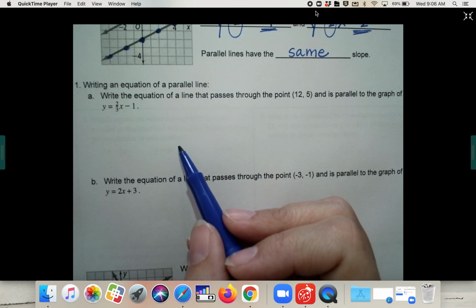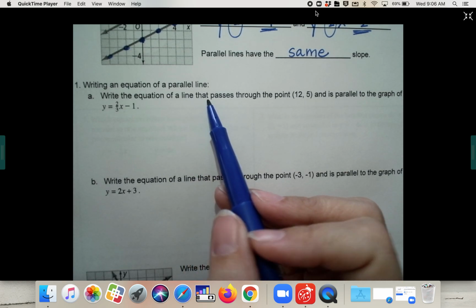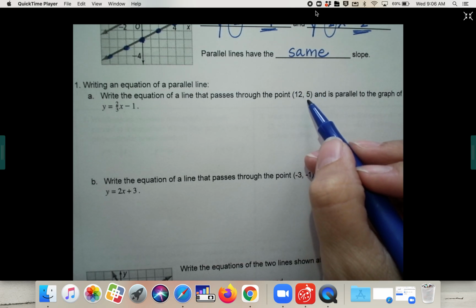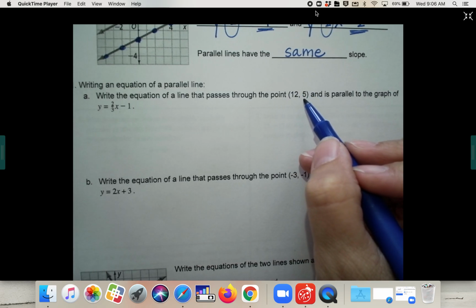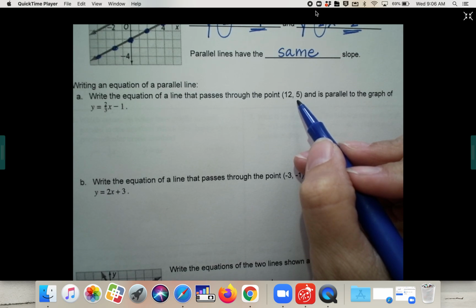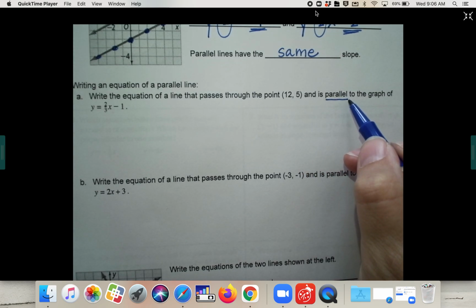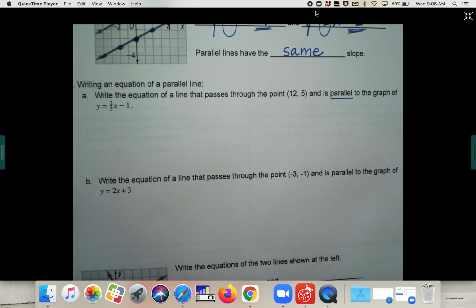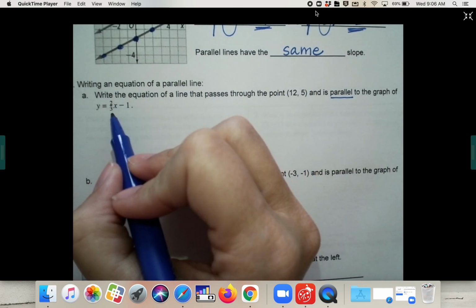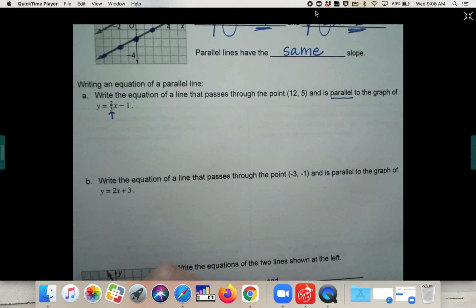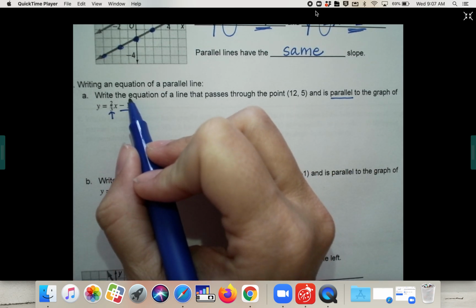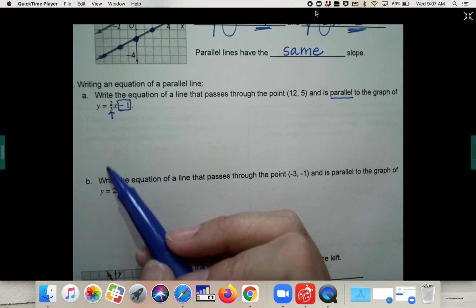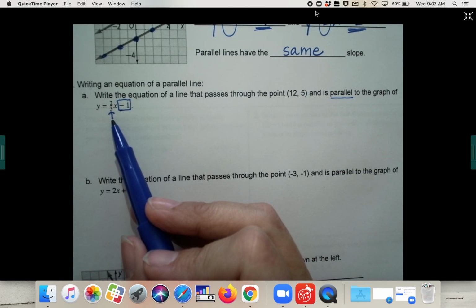It says, let's write an equation of a parallel line. Write the equation of a line that passes through the point (12, 5). So this is a very specific point on the graph that it's going to pass through. And we don't know what the equation is, but we know that it is parallel to the graph of this equation. Okay, so knowing what we determined above, parallel lines have the same slope. They have different y-intercepts. So we are not going to have a -1 on our new line, but we are going to have 2/3 as the slope.